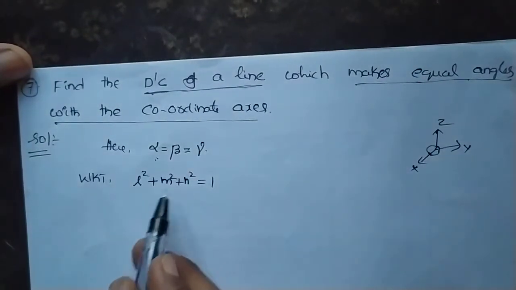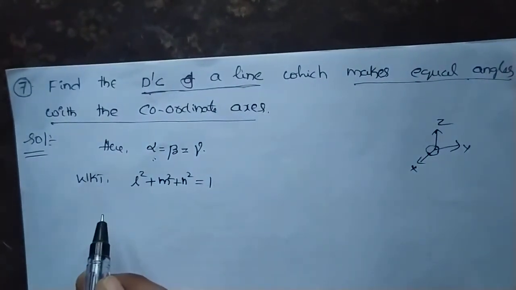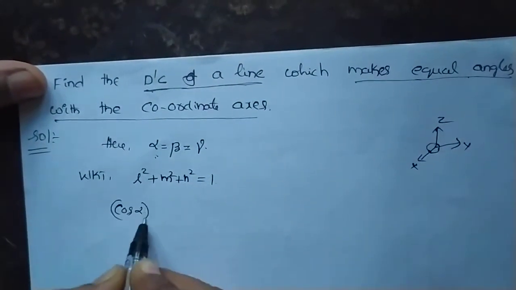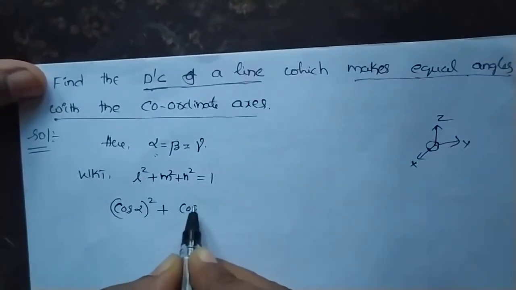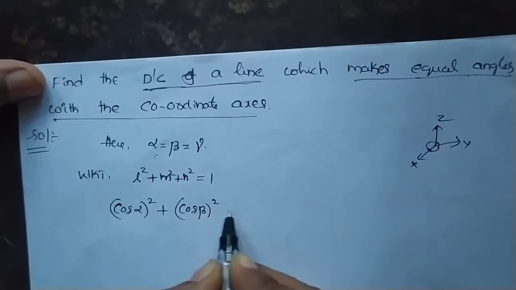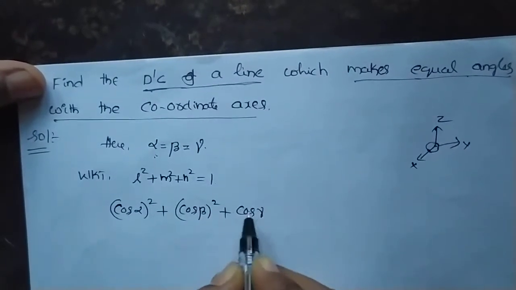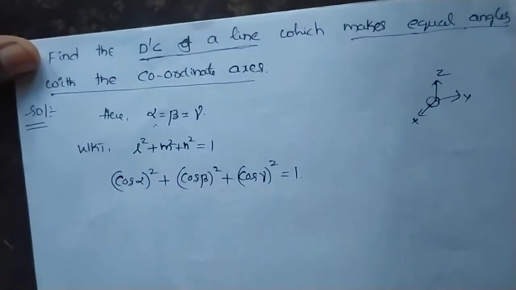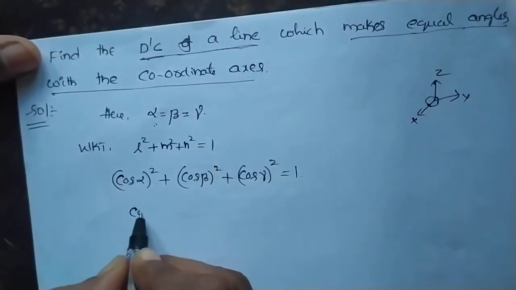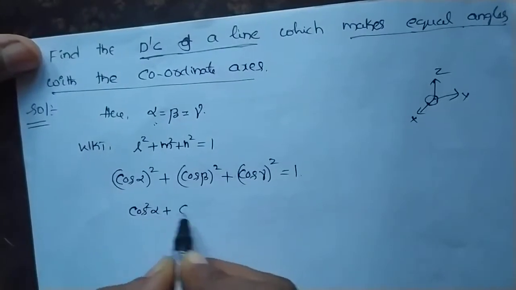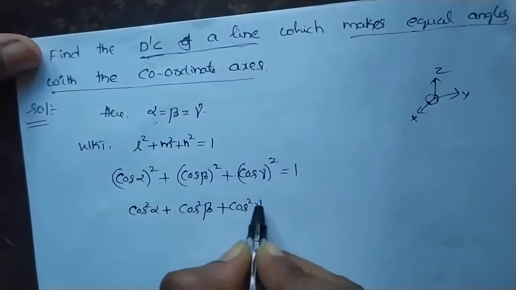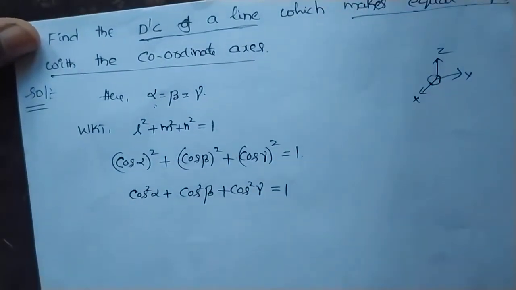L, m, n are denoted by cos alpha, cos beta, cos gamma. Cos square alpha plus cos square beta plus cos square gamma equals 1. Understand?